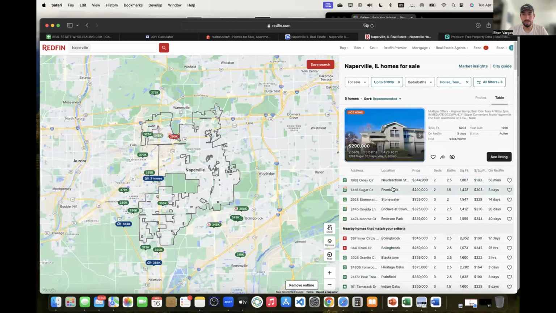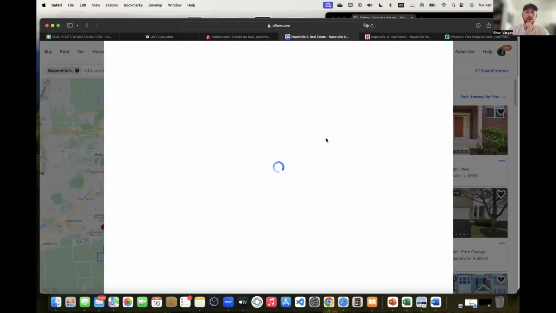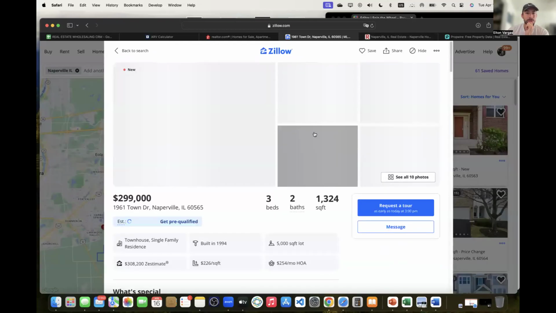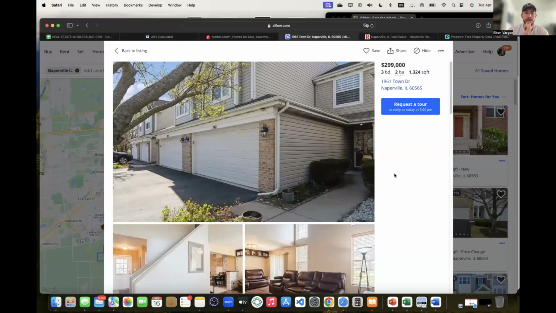Some of them, it looks like, are similar to the ones on Zillow, and some of them might not be. And that's perfectly fine. But let's go through Zillow. Let's see what kind of properties we're looking into right now. Most of them, it did look like there were townhomes, and even these townhomes look like they're rentals.